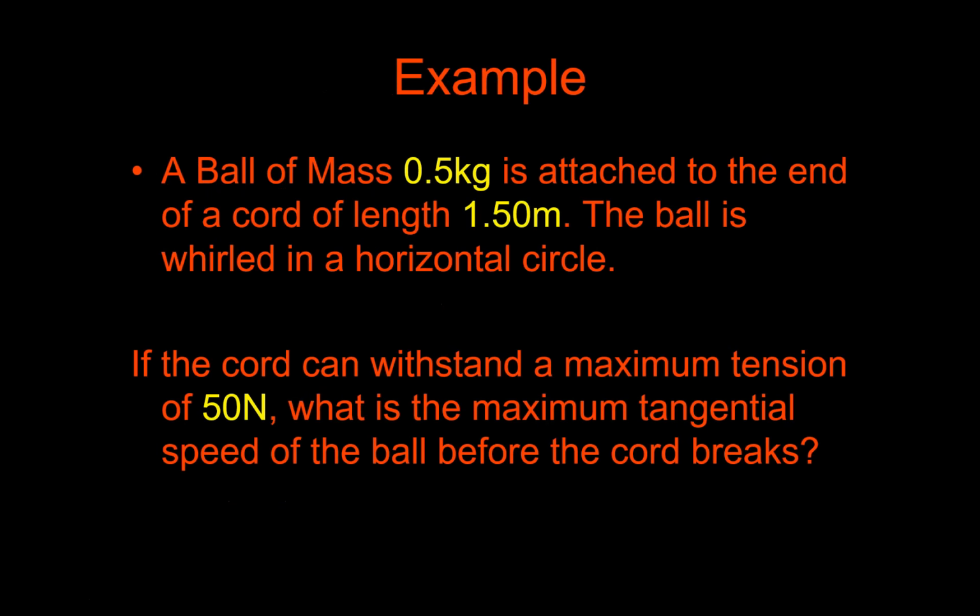So let's take a look at a question. Here we've got a ball of mass 0.5 kilograms attached to the end of a cord of length 1.5 meters and then whirled in a horizontal circle. What this means by horizontal circle is above your head in a flat circle. We're not talking about something that's a vertical circle. If it was vertical, then gravity would be assisting the ball on its way down. This is a horizontal circle, like holding a flat plate in front of you. Now the question is, if the cord can withstand a maximum tension of 50 newtons, what's the maximum tangential speed, that's v, of the ball before the cord breaks?